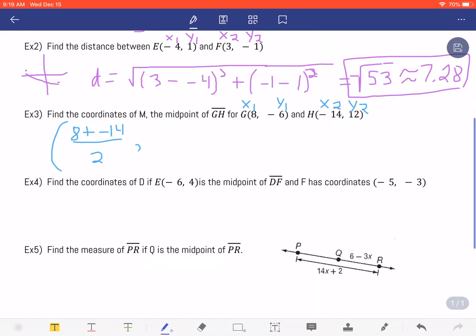I think I said that wrong. x1 and x2 are added together. And then y1 and y2 are added together. Okay, so this is going to give me the point -3, 3. When I simplify that, 8 plus -14 is -6. -6 divided by 2 gives me the -3. -6 plus 12 is 6, divided by 2 gives me the other 3.